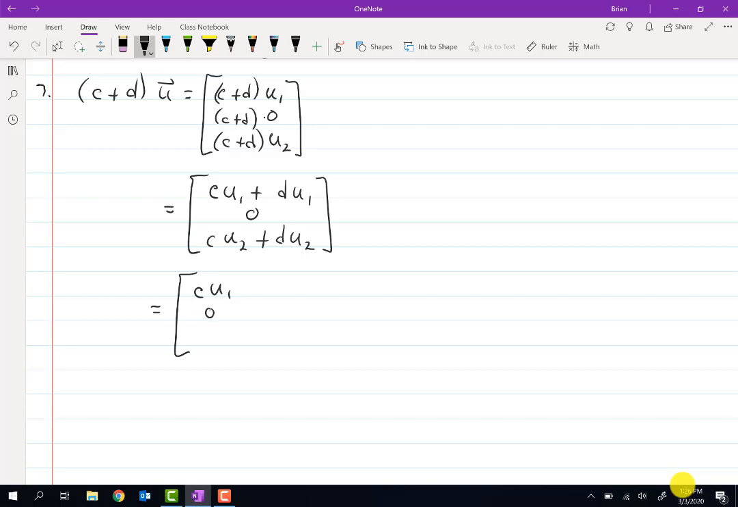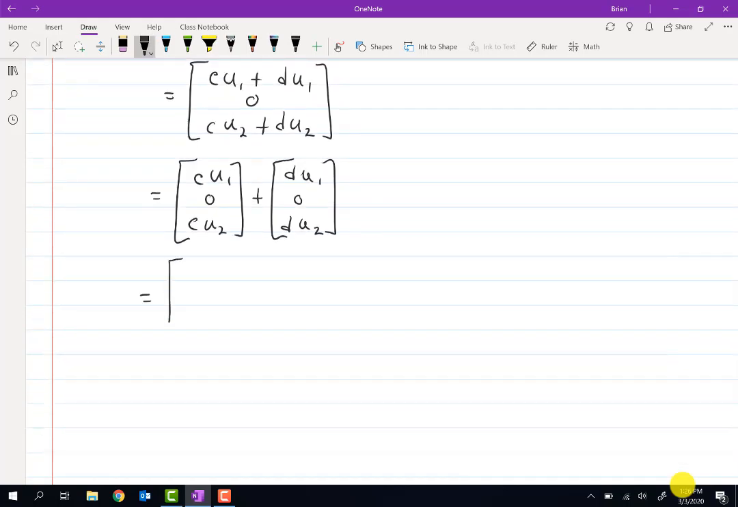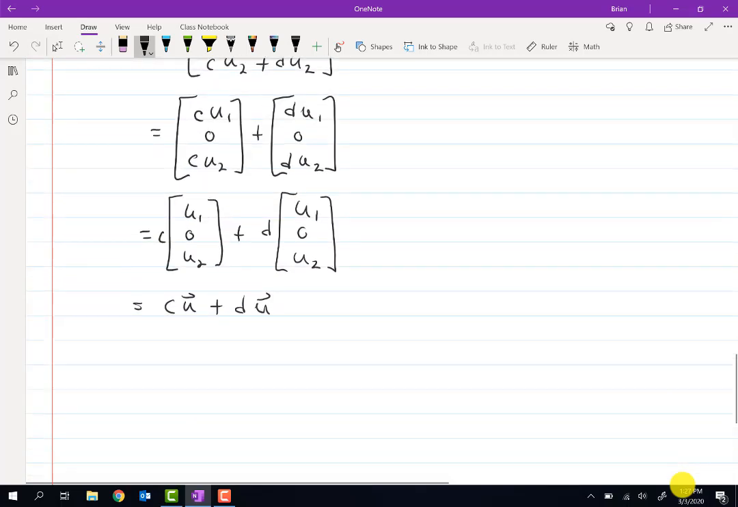CU1, 0, CU2, plus DU1, 0, DU2. Of course, you can bring those constants, those scalars, out front. So I can have a C times U1, 0, U2 plus D times U1, 0, U2. And that's CU plus DU. And of course, that shows that it satisfies that distributive property.